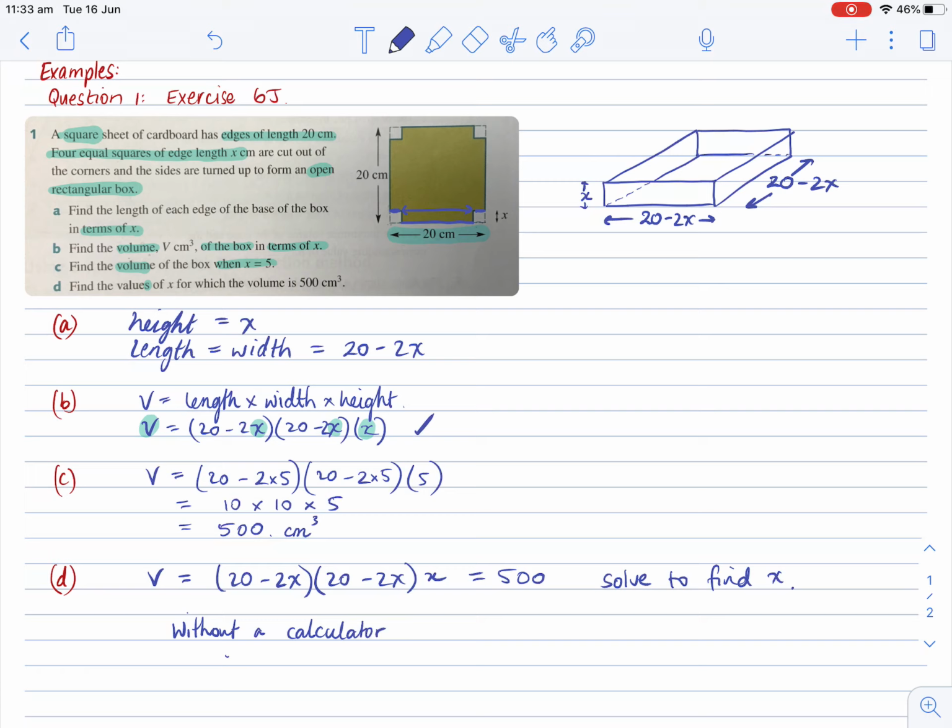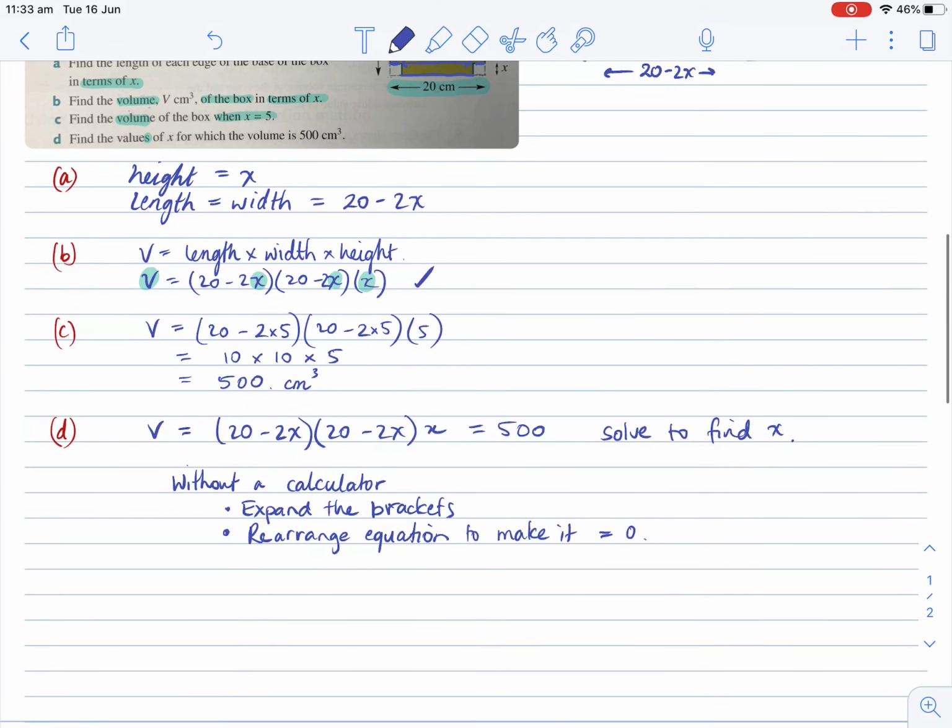Without a calculator, you would need to expand the brackets, and then you would need to rearrange the equation to get it equal to 0. And then once our equation's equal to 0, we can factorise and use the null factor law to solve.